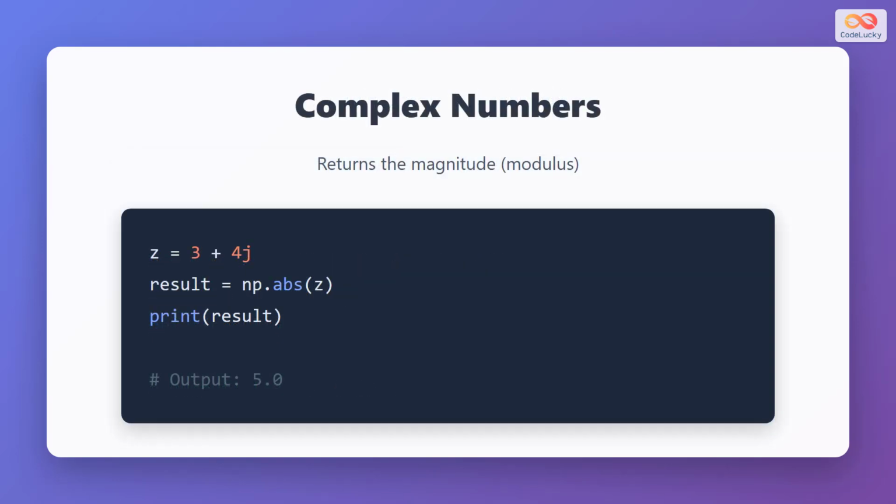NumPy's abs function also works with complex numbers. For complex numbers, it returns the magnitude or modulus. In this example, we have the complex number 3 plus 4j. When we apply np.abs, it calculates the magnitude using the Pythagorean theorem. The result is 5.0, which is the distance from the origin in the complex plane.